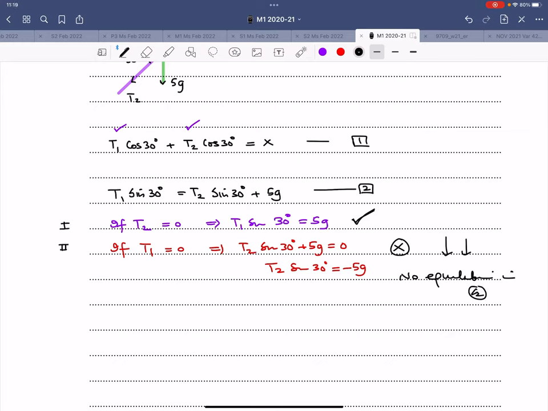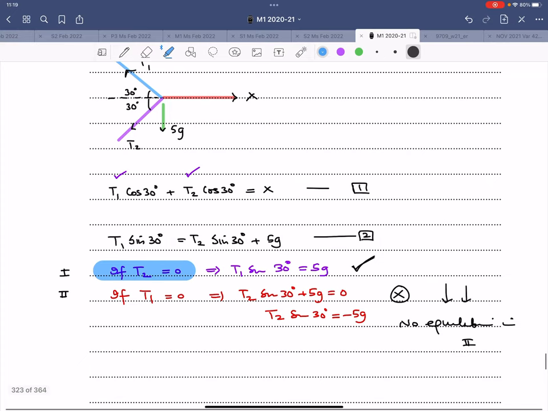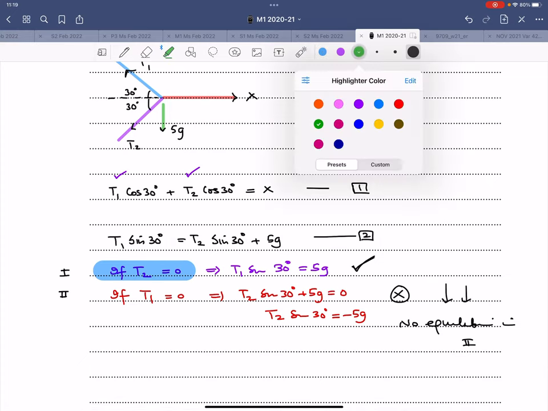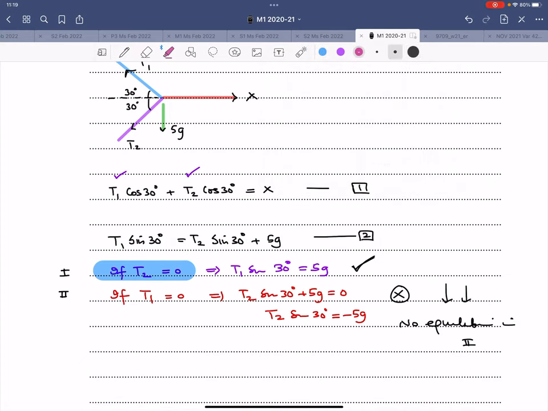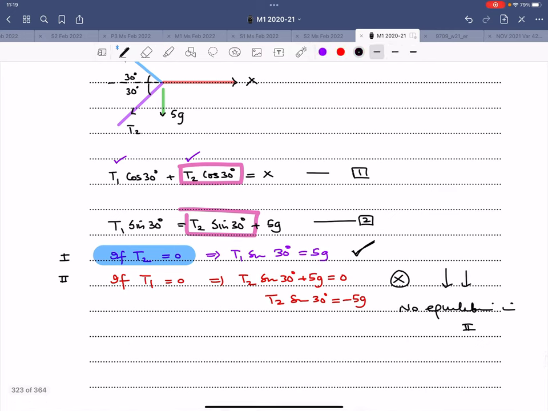So let me erase this. In the second scenario, therefore, we have to stick with the first scenario. What is the first scenario? If T2 is 0, let me grab a marker, this thing equals 0. Therefore, this thing equals 0. So your new equations are this. The first one is T1 cosine 30 equals X. That's the first equation. T1 sine 30 equals 5g.